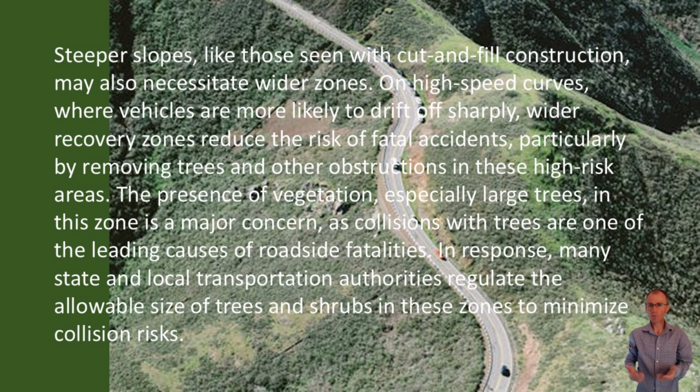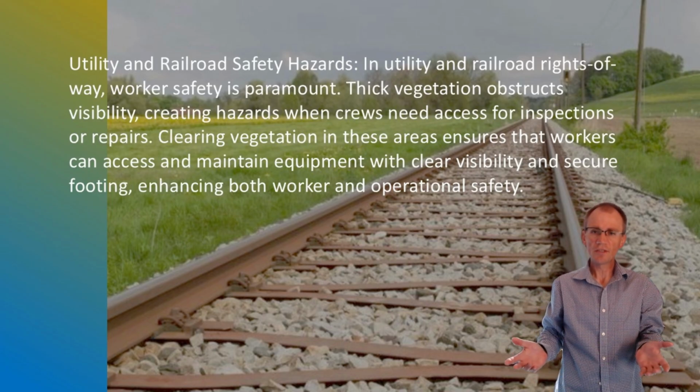On high-speed curves where vehicles are more likely to drift off sharply, wider recovery zones reduce the risk of fatal accidents, particularly by removing trees and other obstructions in these high-risk areas. The presence of vegetation, especially large trees in this zone, is a major cause, as collisions with trees are one of the leading causes of roadside fatalities. In response, many state and local transportation authorities regulate the allowable size of trees and shrubs in these zones to minimize collision risk.